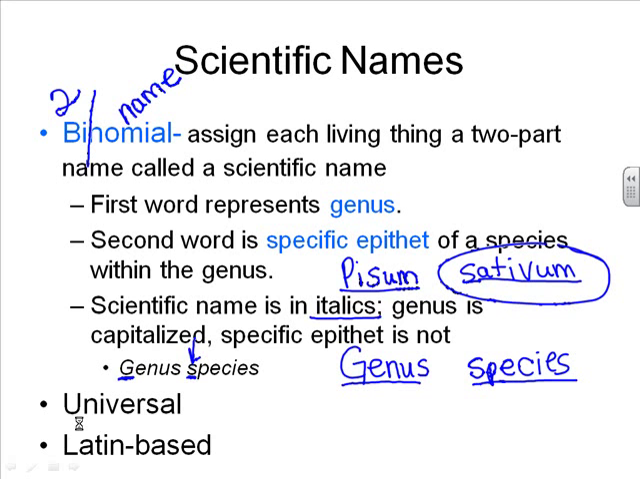Your first lab assignment is going to work on using this binomial nomenclature. So make sure you understand your basic rules. Genus, capitalized, space, species, lowercase, underline both if you're handwriting. If you're typing, it is acceptable to put them in italics.